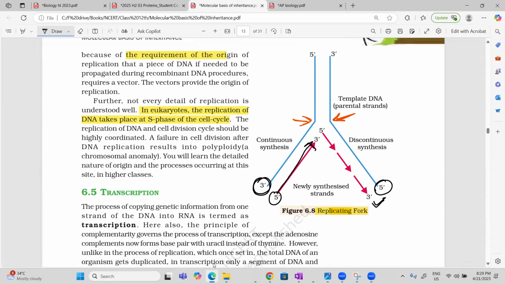So in this video today, I have completed replication also. Just read the lines carefully. Still, if any doubt, then please ask. Okay.